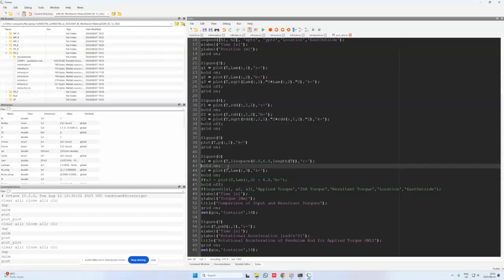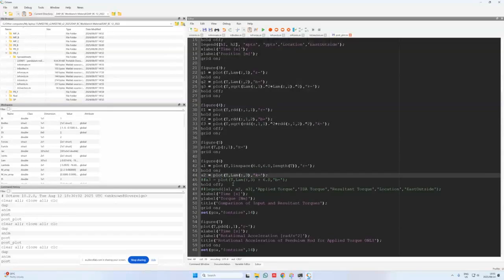Then I'm just going to say hold on over here just to make sure that it doesn't overwrite the plot. A2 is then Lagrange multiplier 3, so the reaction torque associated with the driver constraint that I gave as input, so the constant acceleration driver. And then A3 is going to be the resultant torque that I have in this case.